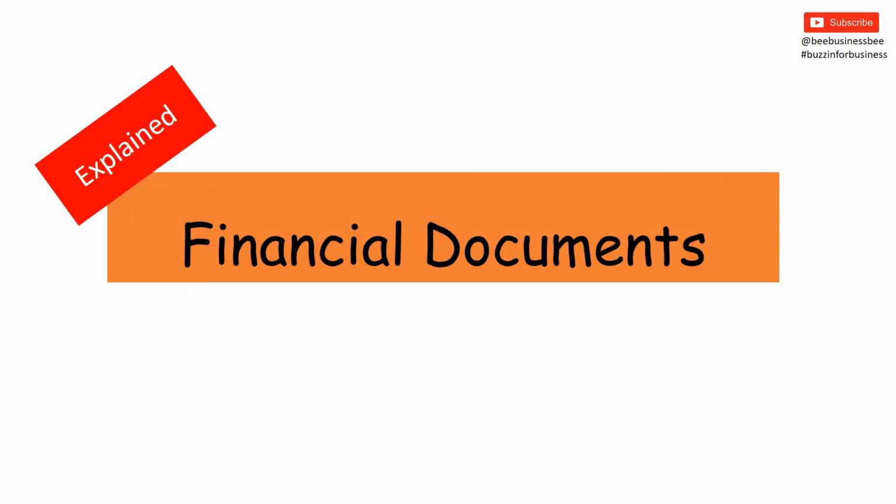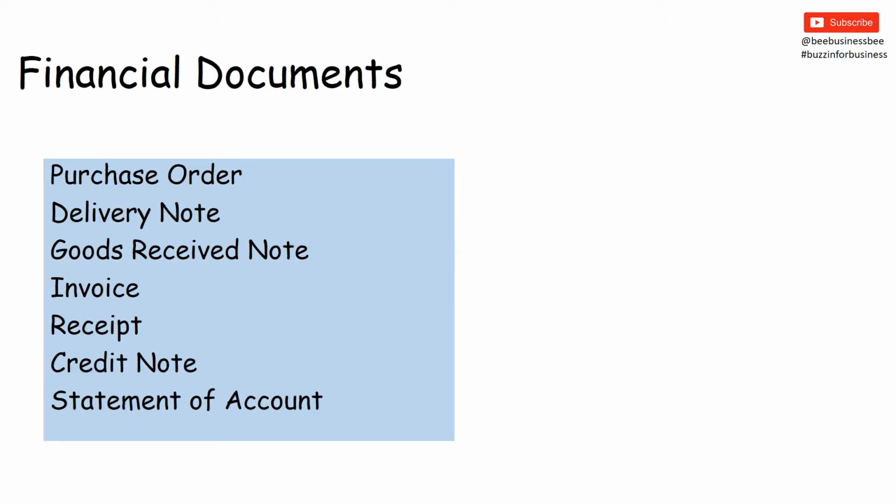Financial documents explained. In this video, we're going to look at the different types of financial documents that an organisation may produce and what those financial documents actually mean. This video is going to look at the following documents: a purchase order, a delivery note, a goods received note, an invoice, a receipt, a credit note and a statement of account.